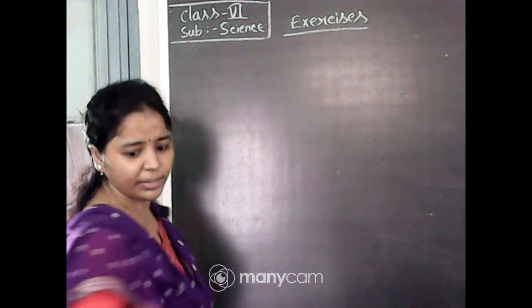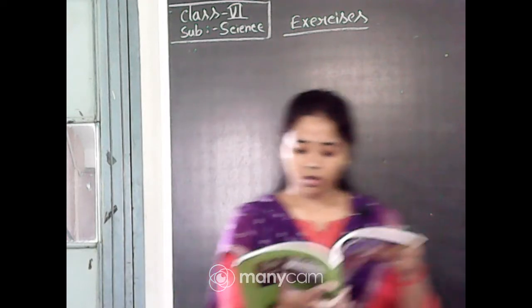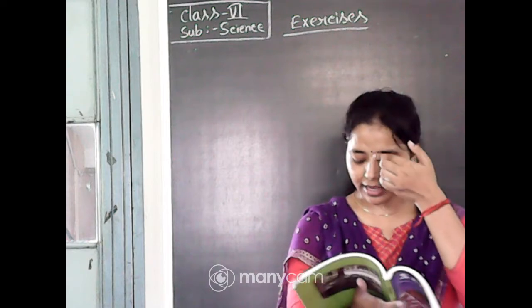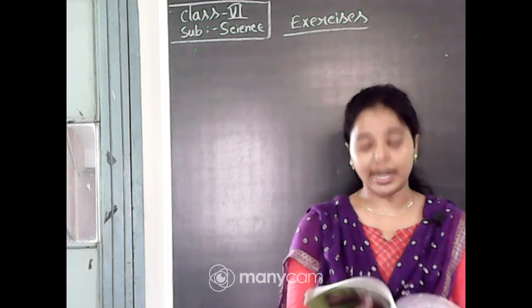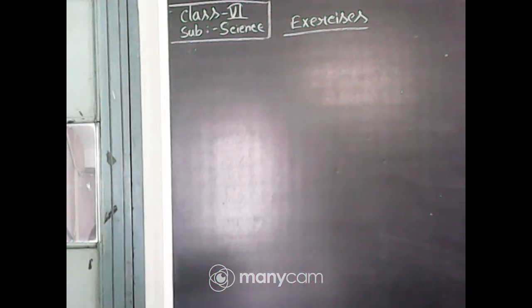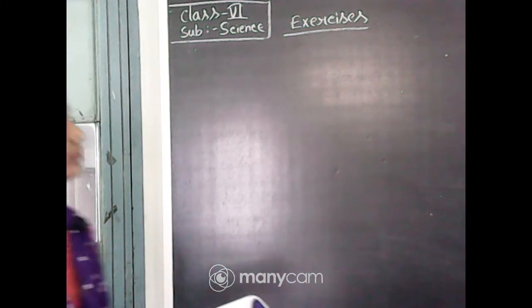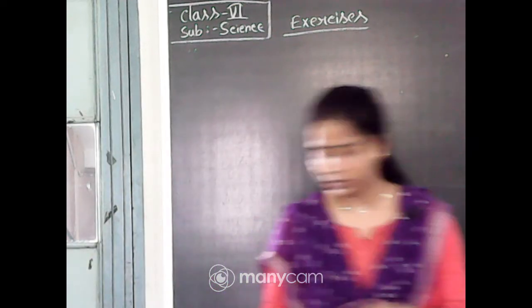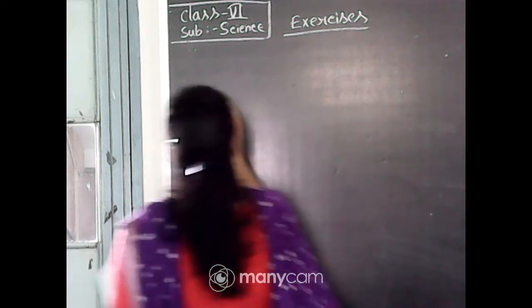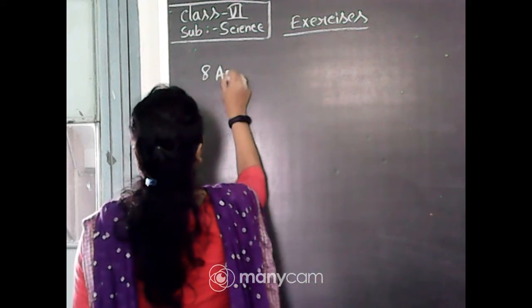Question 8, a very important question: why is speed important for survival in the grassland for animals that live there? Just note it down first. Answer 8.